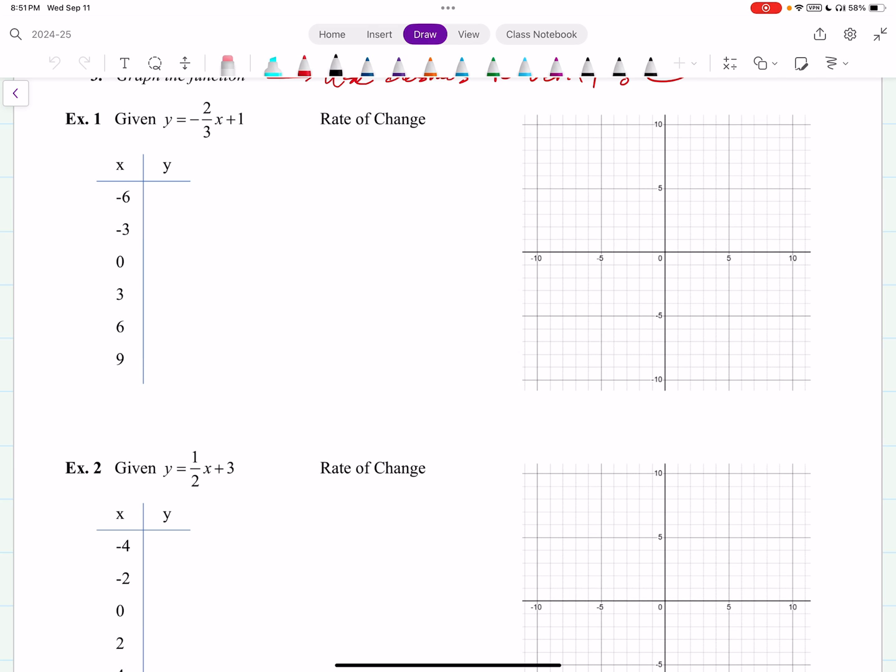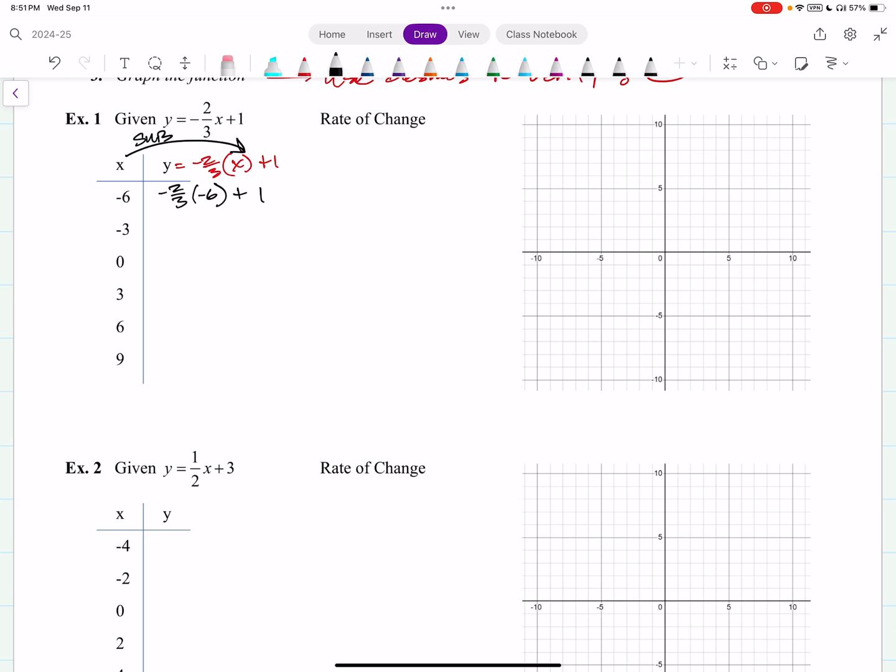All right, so here we go. We're going to take our x values and substitute in our function. Our function y is equal to negative 2/3 times whatever x is plus 1. So let's put parentheses around x and then add 1. All right, so here we go. We're going to take negative 6, our x value, and substitute it in. So negative 2/3 times negative 6 plus 1.